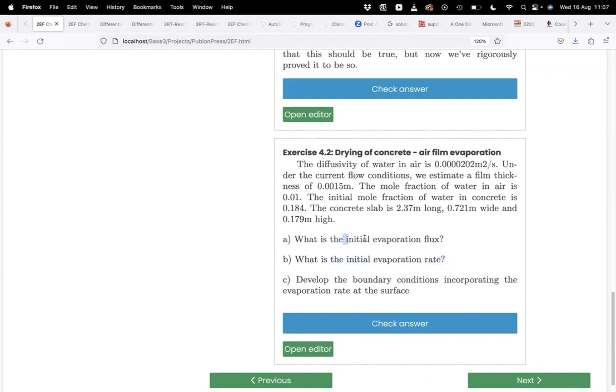So you can calculate the evaporation flux, first of all. Use the information given in this question, see what's relevant to calculate the evaporation flux. We've just said we can use the film expression for the evaporation flux, but you need to choose the values. There are lots of mole fractions here. So go ahead and calculate your initial evaporation flux. Right, let's just take 5 minutes to do that.